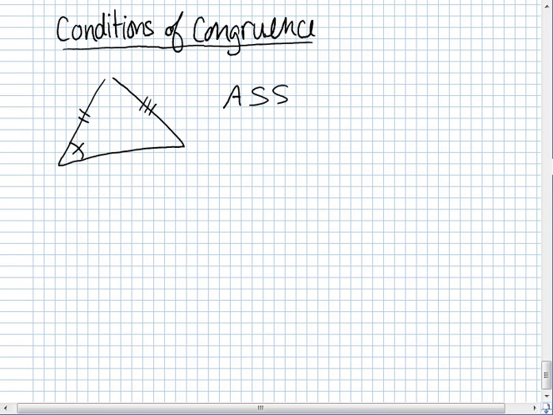Okay, and angle, side, side as a condition of congruence has some difficulties that we have to take into account, and it's something called the ambiguous case. This results from just properties of a triangle. So I'm going to set one of these questions up and I'll show you what I'm talking about here.